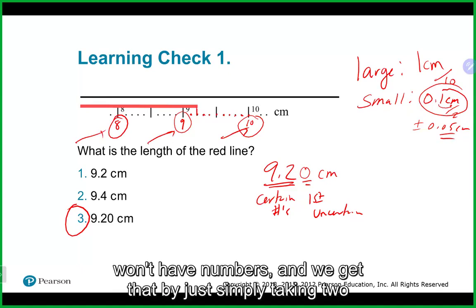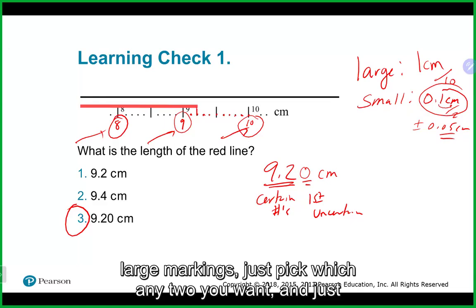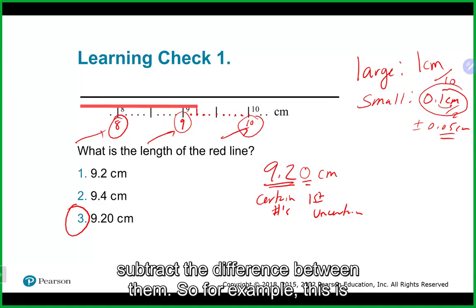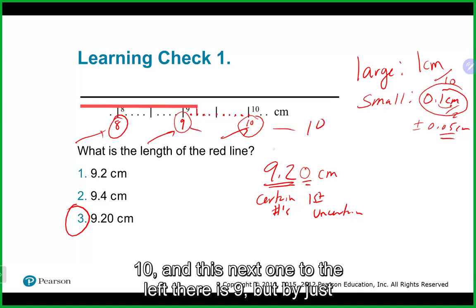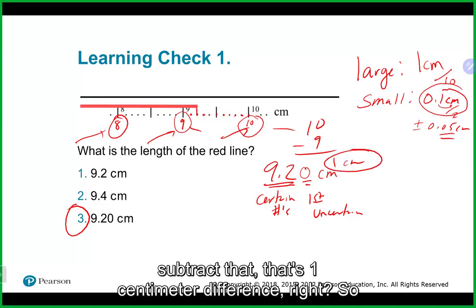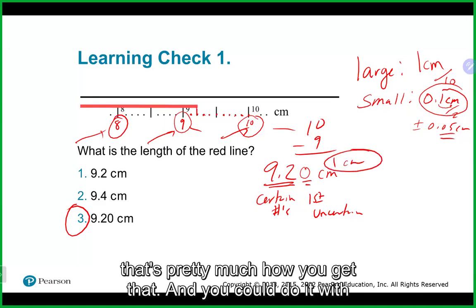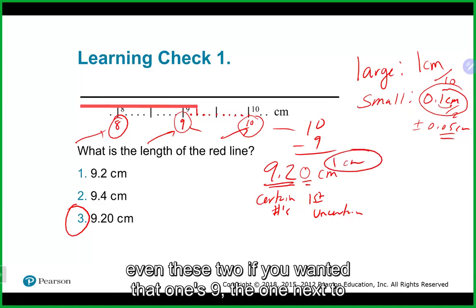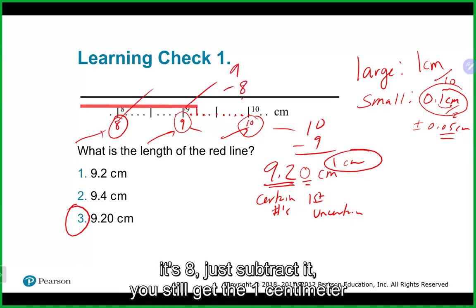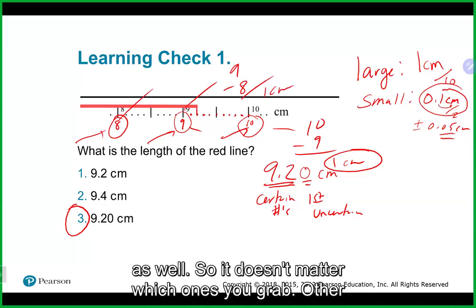And we get that by simply taking two large markings, just pick any two you want, and subtract the difference between them. So for example, this is 10, and this next one to the left is 9. If I subtract that, that's a 1 centimeter difference, right? So that's pretty much how you get that. And you could do it with these two if you wanted. That one's 9, the one next to it's 8. Just subtract it, you still get the 1 centimeter as well. So it doesn't matter which ones you grab. Other questions?